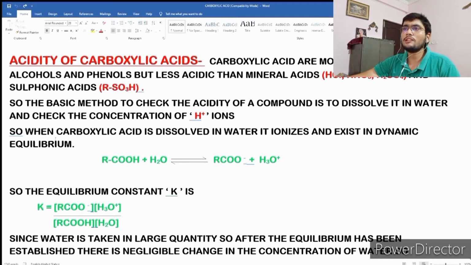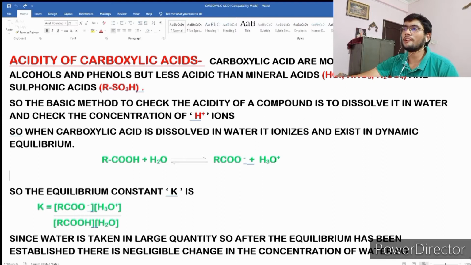Okay. So when carboxylic acid is dissolved in water, it ionizes and exists in dynamic equilibrium. So basically when we dissolve carboxylic acid in water, it exists in an equilibrium with its ions. What are the ions? When the carboxylic acid is RCOOH and it gets dissociated in water, it will form RCOO minus, which is known as the carboxylate ion, and H plus, of course, because it is an acid. Okay, so this is what we get.